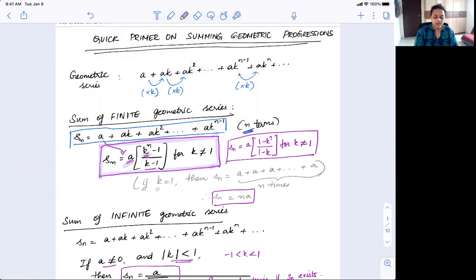But to see what happens to the sum when k is equal to 1, I've written this scenario here. So read it, look through it and understand what's going on.